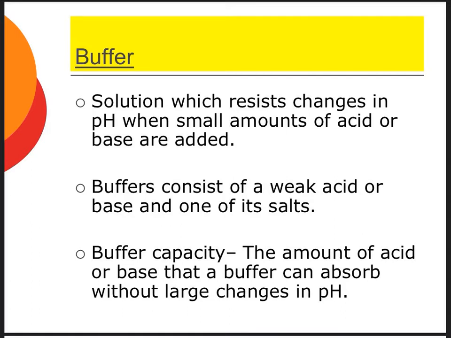Buffers consist of weak acids and weak bases because they ionize and they can help buffer. Buffer capacity is the amount of acid or base that a buffer can absorb without large changes in pH. So basically, the buffer capacity is the max amount that it can absorb without starting to have major changes in pH. And what are the uses of this?